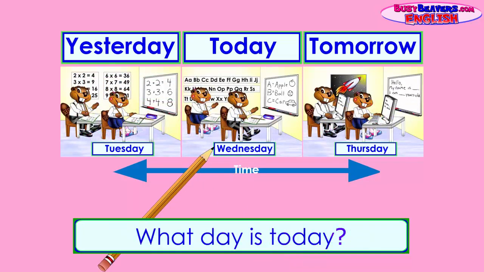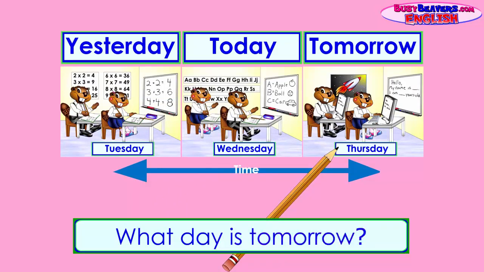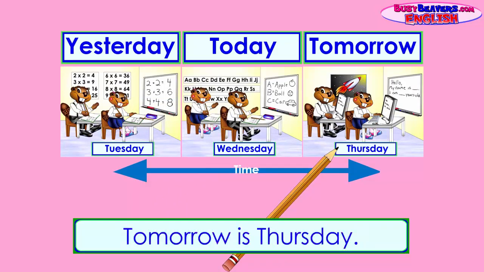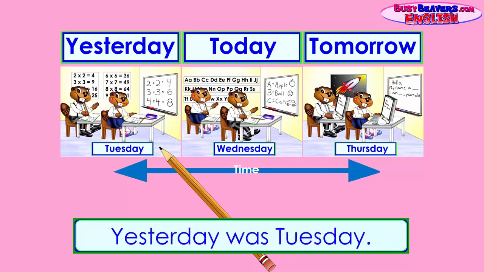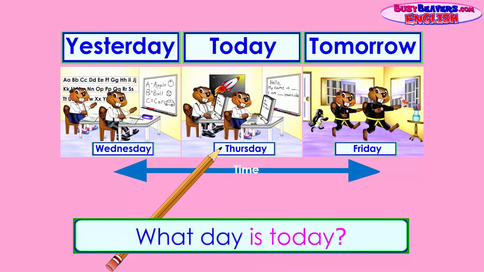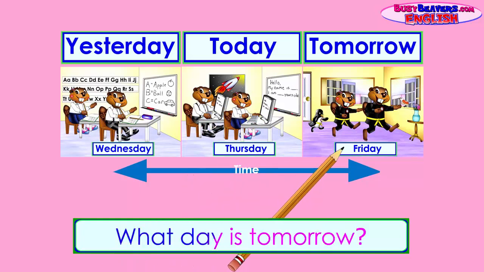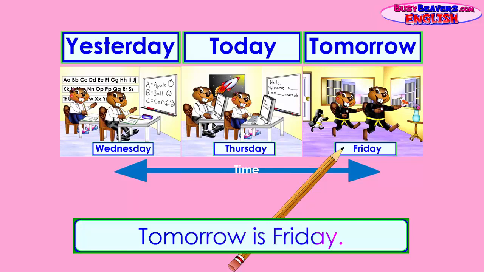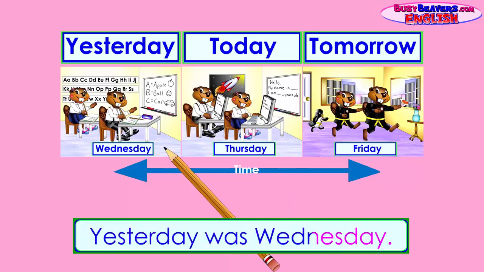What day is today? Today is Wednesday. What day is tomorrow? Tomorrow is Thursday. What day was yesterday? Yesterday was Tuesday. What day is today? Today is Thursday. What day is tomorrow? Tomorrow is Friday. What day was yesterday? Yesterday was Wednesday.